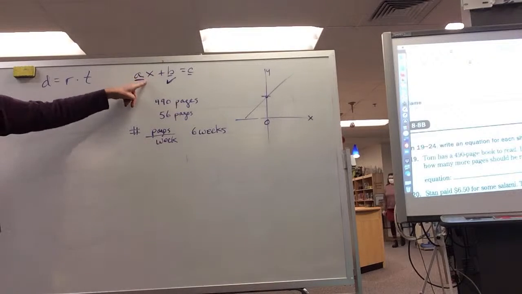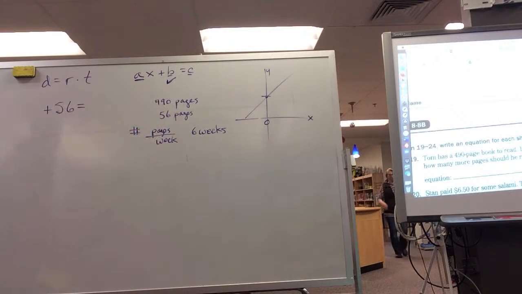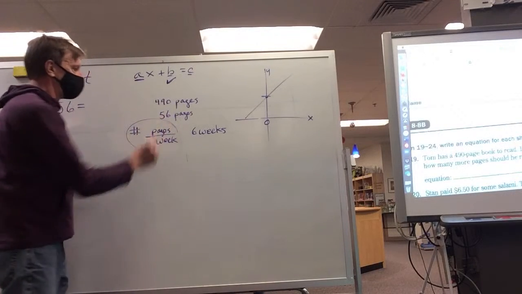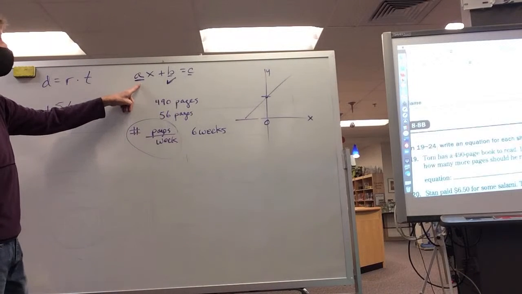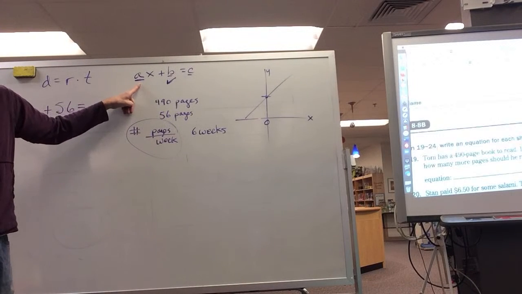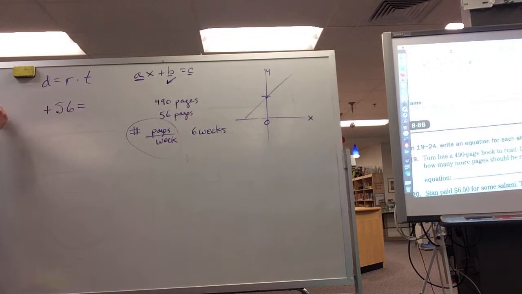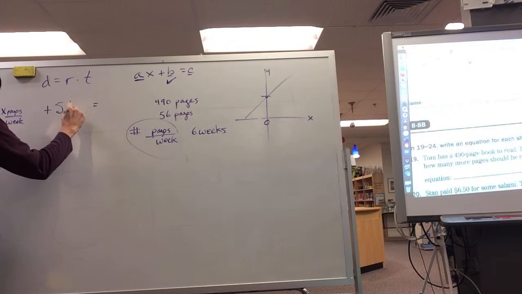But this has to be a rate. And what rate do we have in the things that we wrote down? 6 weeks and pages are in the variable. Pages per week is going to be a variable. So I think that that's going to be here. It's going to be in here. So we might have, let's use the variable x, pages per week. What's this 56? That's pages.